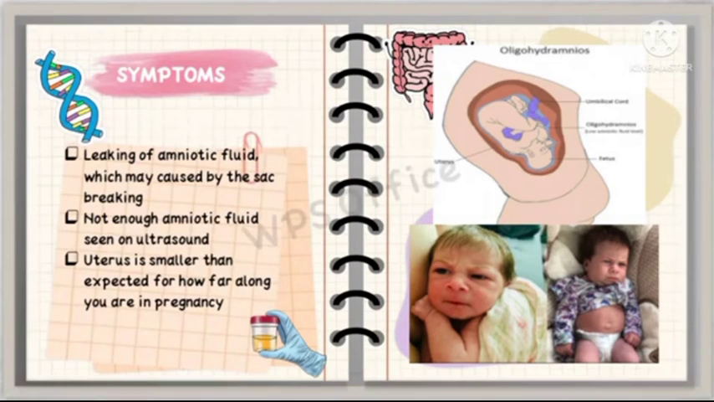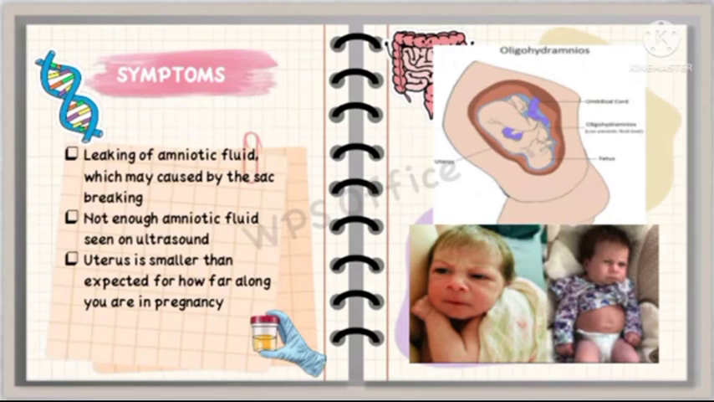And lastly, the uterus is smaller than expected for how far along you are in pregnancy. As you can see in the picture, it looks like an angry baby. So it is a baby with oligohydramnios complication. The goal of treatment of oligohydramnios is to keep you pregnant for as long as it is safe.